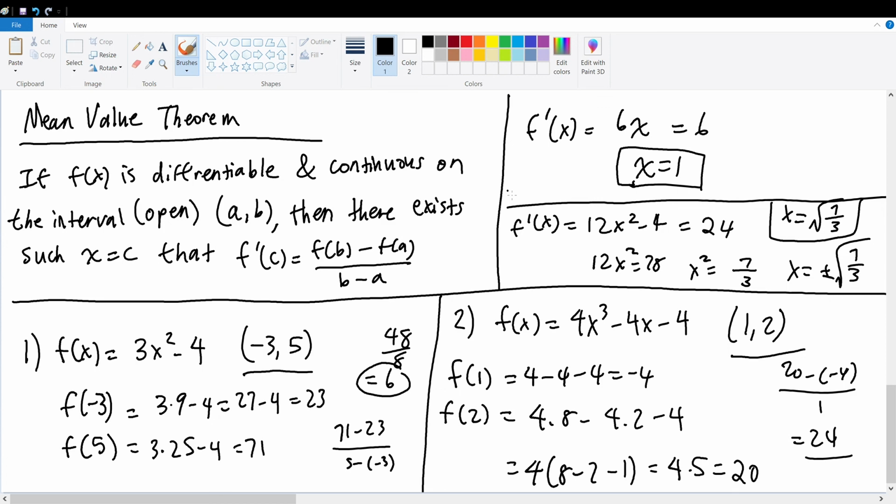So these are some 2 examples of mean value theorem, and in future videos, we'll be going over some more complicated ones, but now I hope that you have a better understanding of the mean value theorem in context.